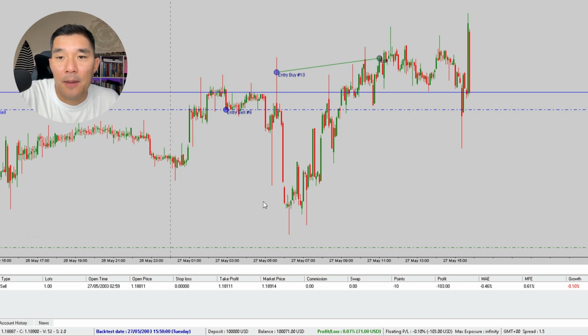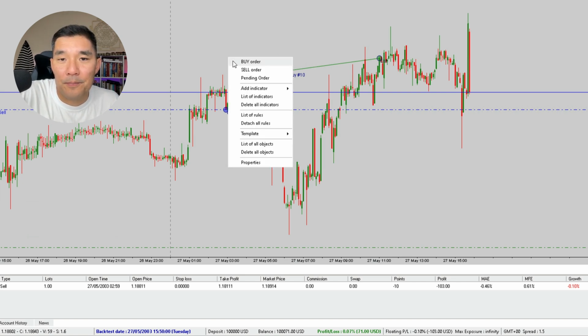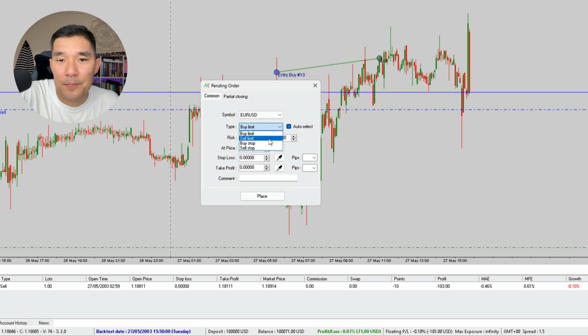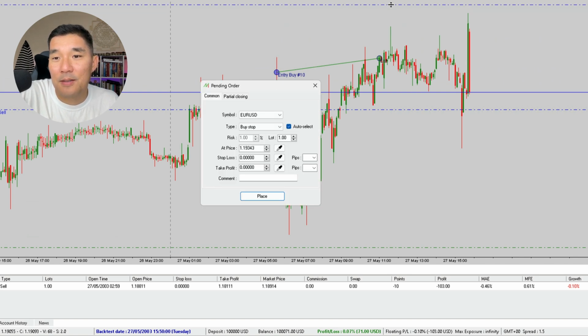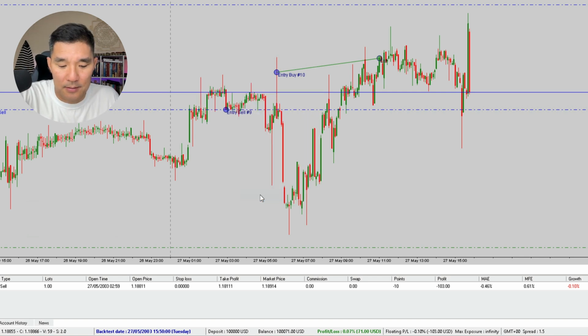So at this point, it'd probably be a good idea to hedge this again, put in a pending order and put it maybe up here, just in case price does run away. It's not very likely, but it's good to have something in place at least.